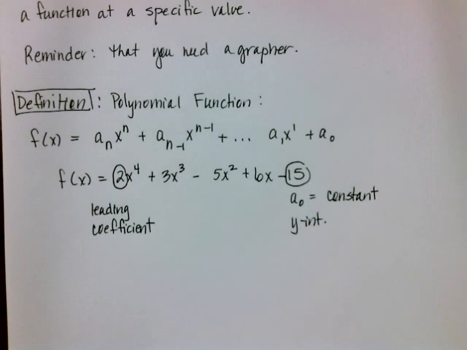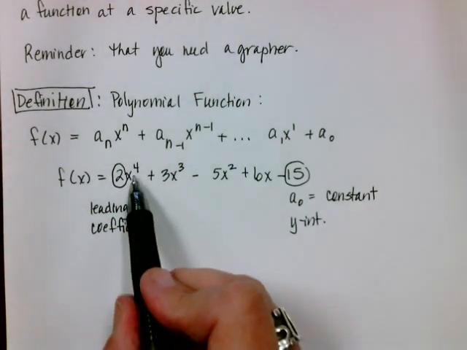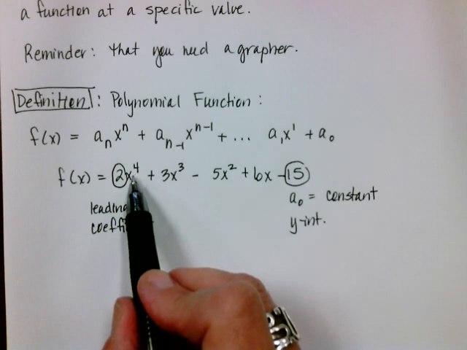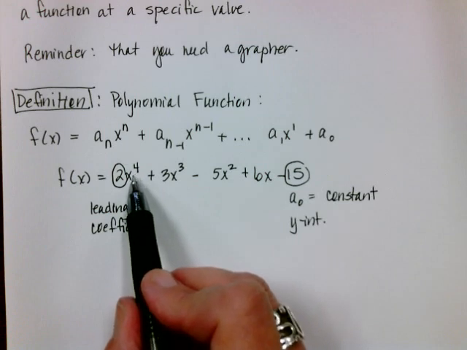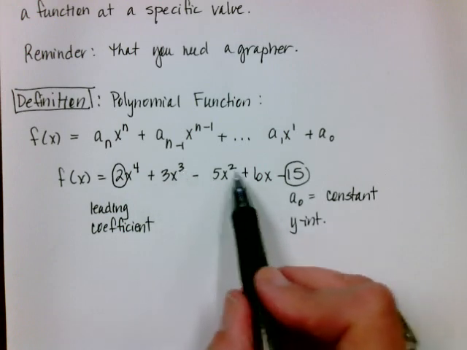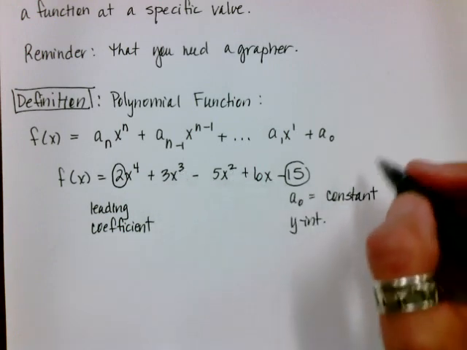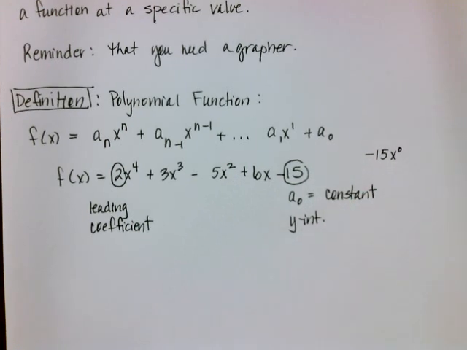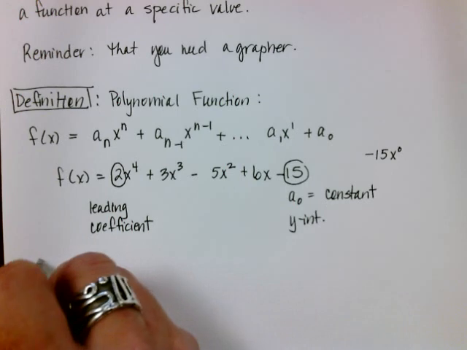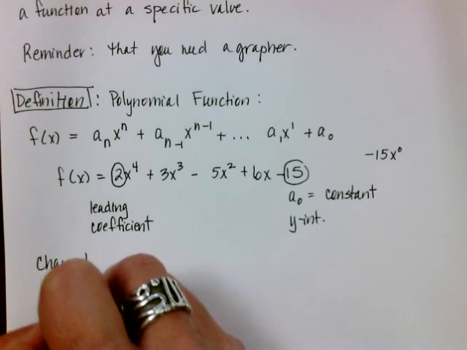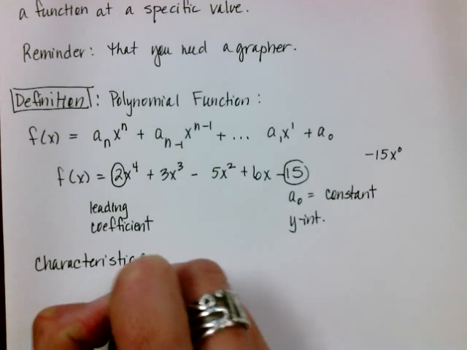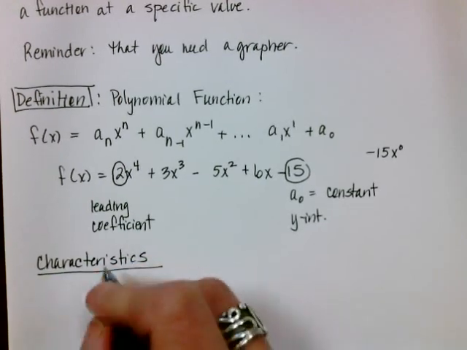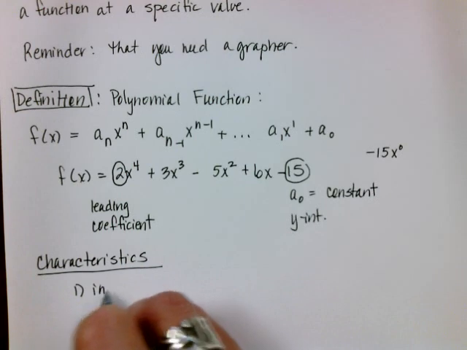Notice that my terms are written with the highest degree on the left, and then they descend, meaning they get smaller. So I have 4th power, 3rd power, 2nd power, 1st power, and technically the negative 15 is x to the 0 because anything raised to the 0 power is 1. All right, so that is what a polynomial function is. So I'm going to list some characteristics for you of those polynomial functions.